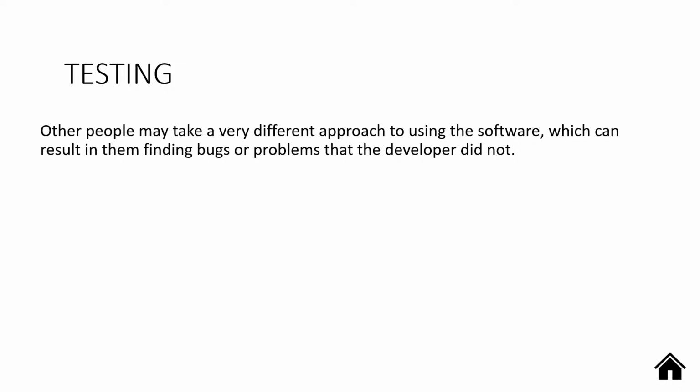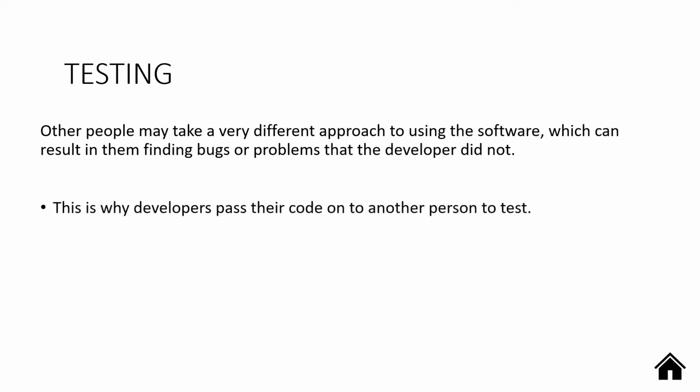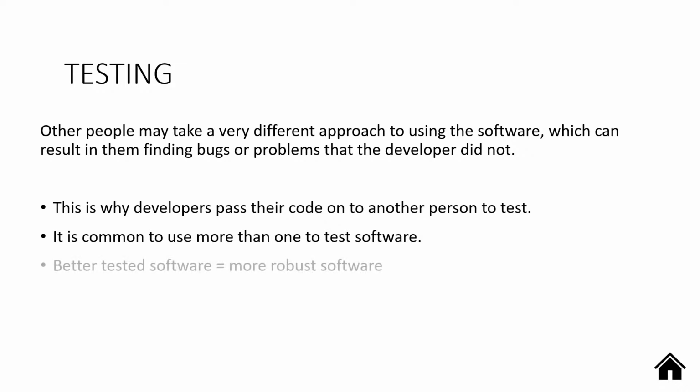So other people may take a very different approach to testing or using your software, and it can result in them finding bugs or problems that the developer didn't. And this is why developers pass their code onto another person to test. And if you've got the capacity for an in-house testing team, even better. So it's common to use more than one test to actually test software. And the better you test your software, the more robust it's going to be and the fewer errors it's going to have.